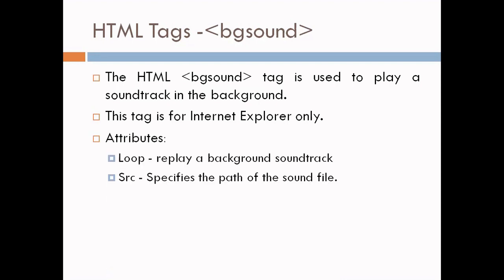Now what is the meaning of loop? The loop attribute is used to replay a background soundtrack. Suppose we are running a web page for 5 minutes and it contains a soundtrack of only 2 minutes. If we write 3 as the value of the loop attribute, it will run that MP3 file up to 5 minutes.